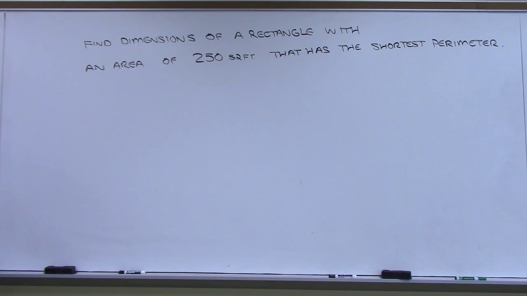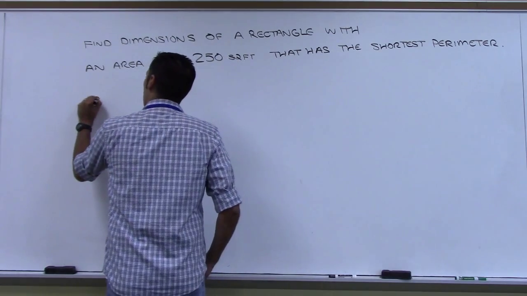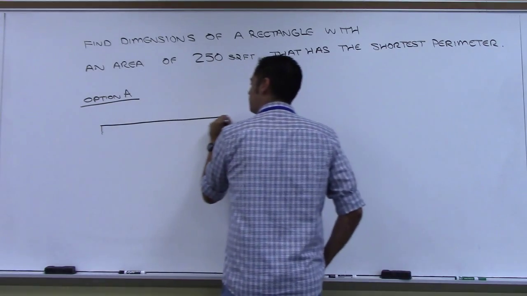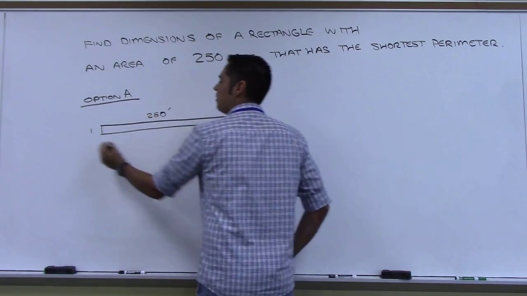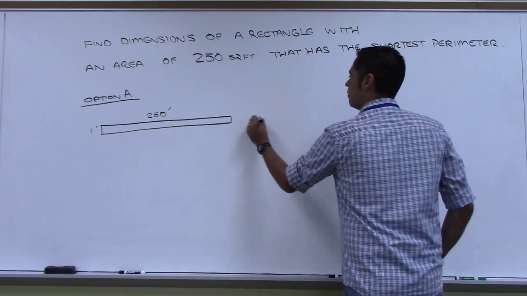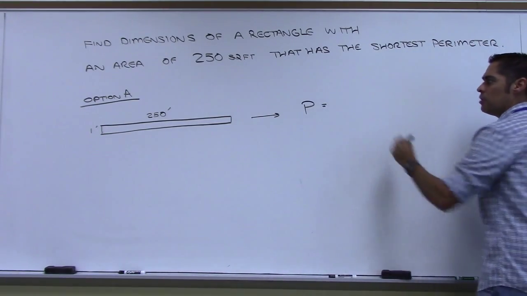A square. Probably a square, maybe? No. So let's just think, first of all, about several options we could have. Let's take a couple of different options. How about option A? Could I build a rectangle that looked like this? 1 and 250. And let's just say this is feet. Okay, so I'll put the little foot mark. Is that a rectangle that qualifies for that area? Does it have the area that's required? Yes? Okay, what is the perimeter of this one? The perimeter would be total distance around, which would be 502 feet.